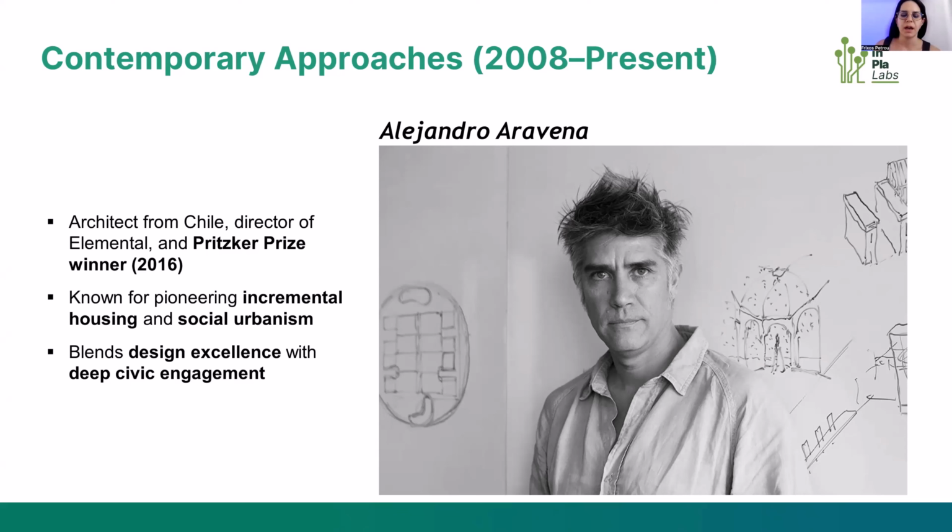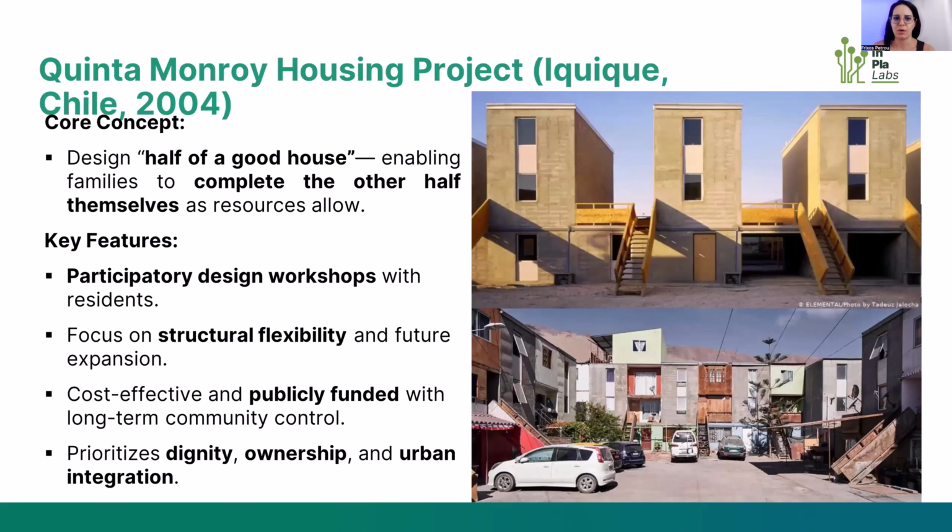Here we can see an exceptional, let's say, personality in participatory planning and open architecture examples. Here it's Alejandro Aravena, an architect from Chile and winner of a Pritzker Prize in 2016. He is known for his architectural design and the high degree of inclusivity in his work. Here we can see an example of it.